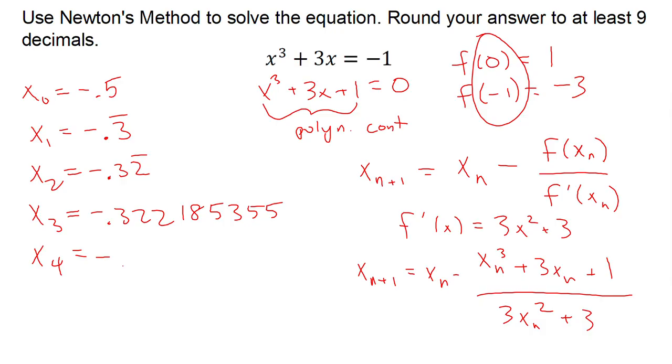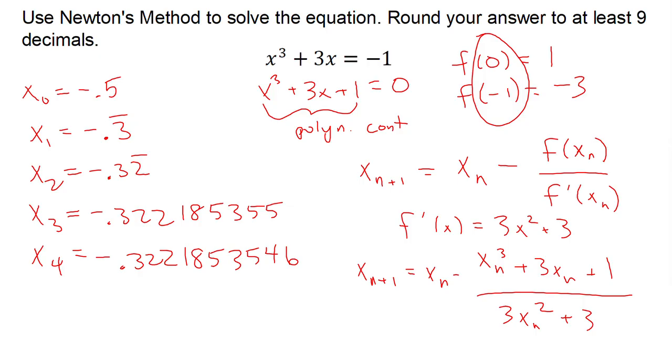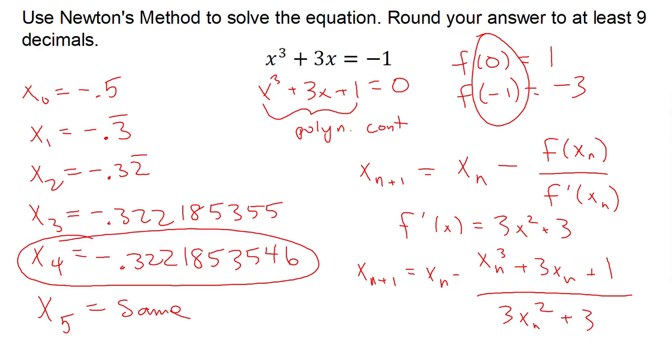Okay, we've got negative 0.32218535546. We'll do it once more to see that we end up with the exact same value, which means we can now stop, saying that x sub 5 is the same. And that is our solution. So this is the process we're going to follow each time.